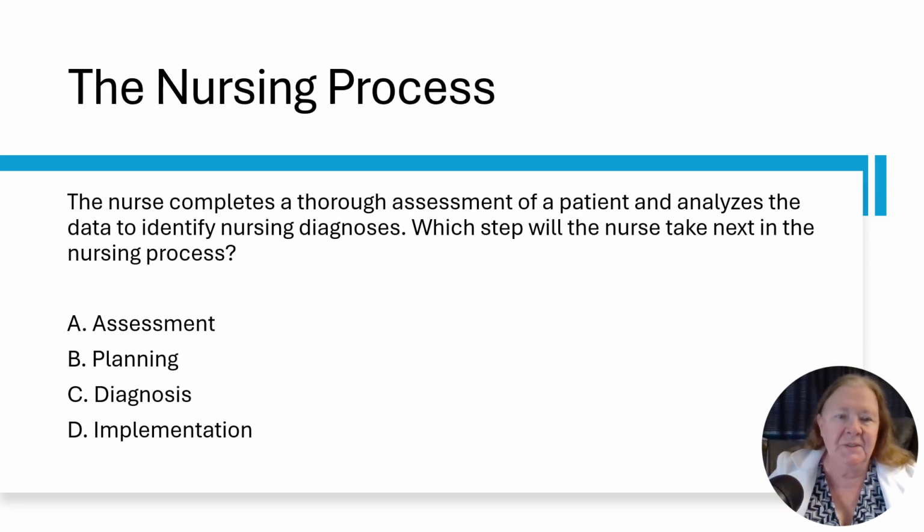Okay, let's come back to this one, and the correct answer is planning. Letter B, planning. So think of the nursing process and the 5 steps: assessment, diagnosis, planning, implementation, and evaluation. So the nurse completes a thorough assessment. That's your clue. The nurse has done the assessment of a patient and analyzes the data to identify a nursing diagnosis.